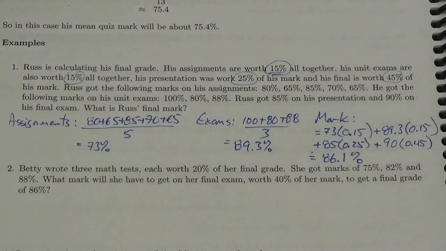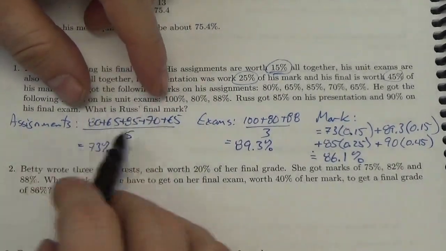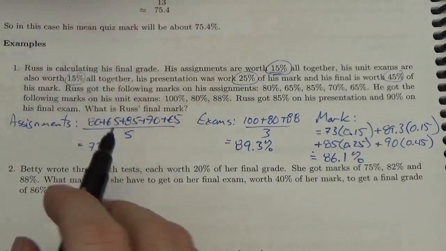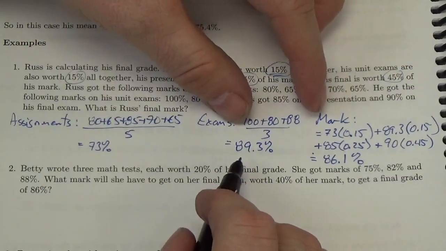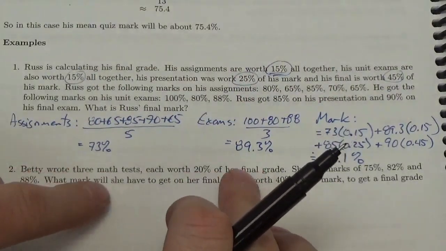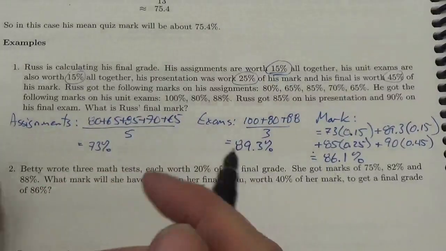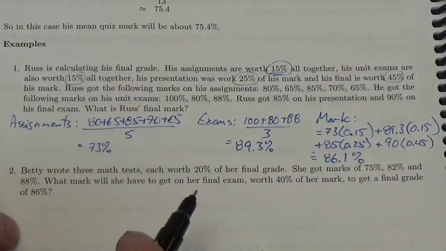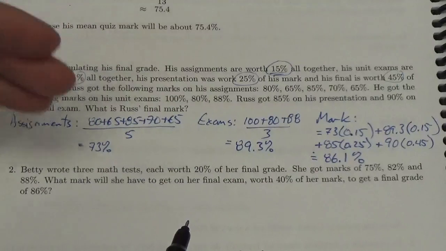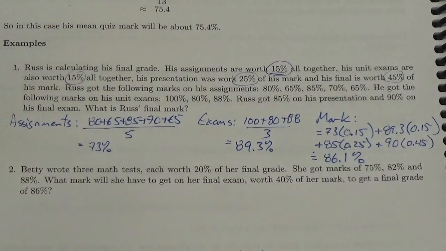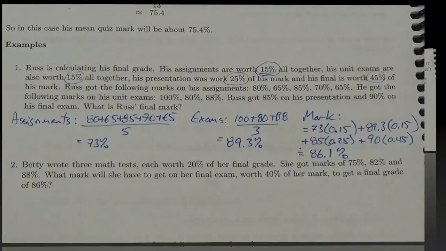So this is one way of coming up with a weighted average. You get the pieces here. I had to first figure out what the average of his assignments is, and what the average of his exams is, and then I take those with the other pieces. I multiply them by their weightings in decimal form. So I do the division right there, convert that percentage to a decimal, then multiply, and then I do the adding at the end.